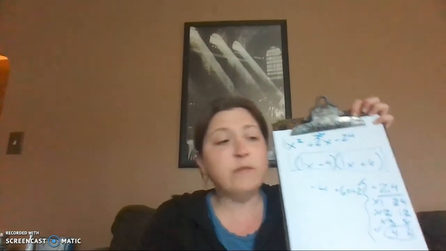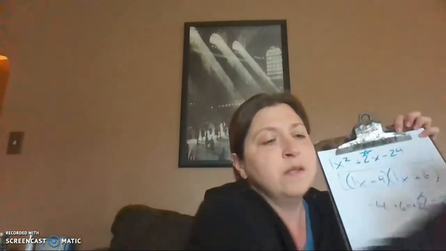Okay, so I took a lot of time explaining that to hopefully make sure that we're cool on that. So what I want to do is try one without all the explaining that I just did. All right, so let's try this one. We've got x squared minus 4x minus 21.